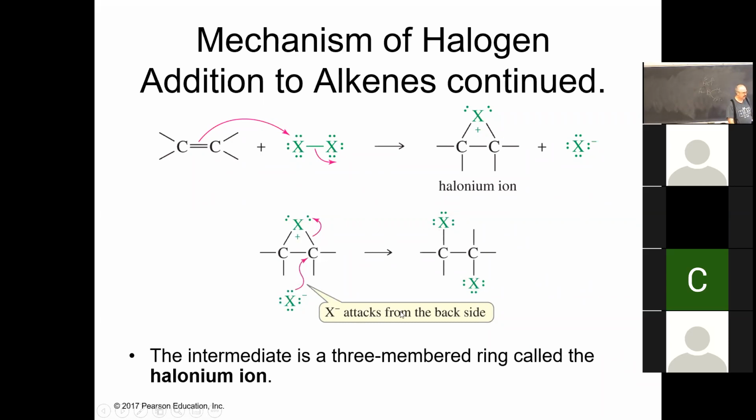And since X minus attacks from the backside, and we have this three-membered ring, the stereochemistry is trans. So we get trans. We don't get a mixture of cis and trans, we don't get cis, we just get the trans.